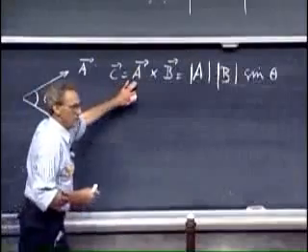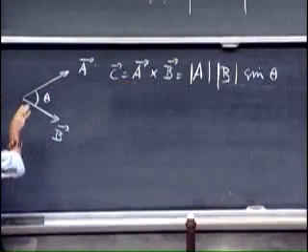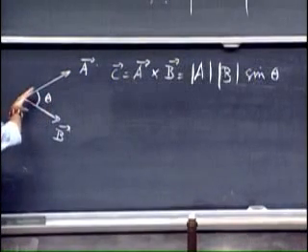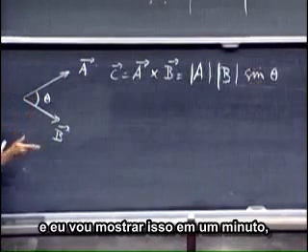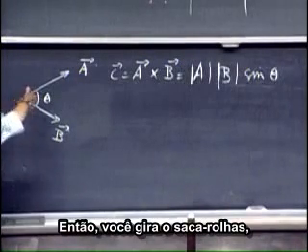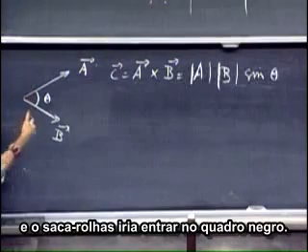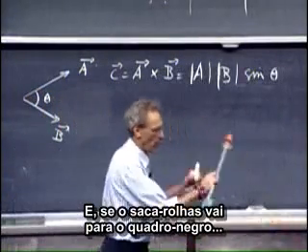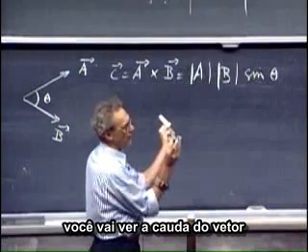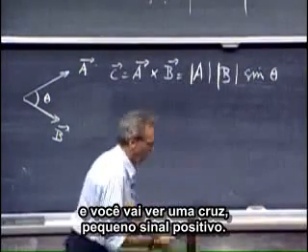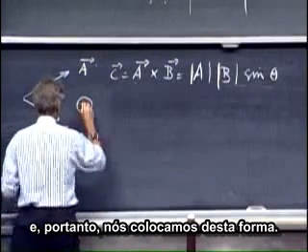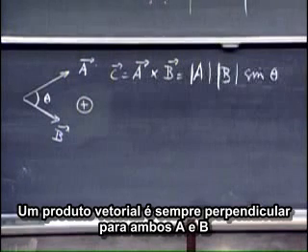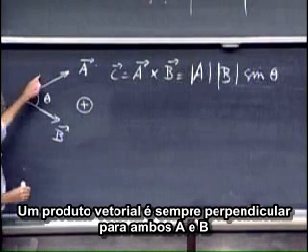You take A, because it's first mentioned, and you rotate A over the shortest possible angle to B. If you had in your hand a corkscrew, and I will show that in a minute, then you turn the corkscrew as seen from your seats clockwise, and the corkscrew would go into the blackboard. And if the corkscrew goes into the blackboard, you will see the tail of the vector, and you will see a cross, a little plus sign, and therefore we put that like so. A cross product is always perpendicular to both A and B.